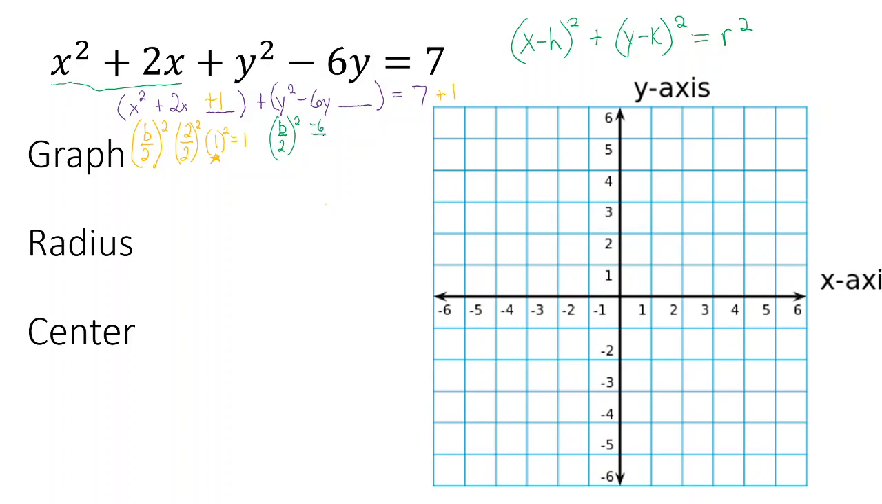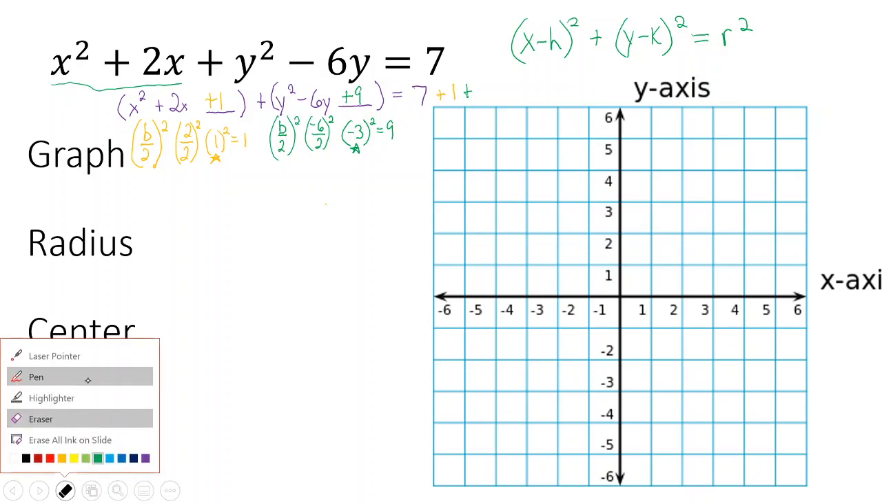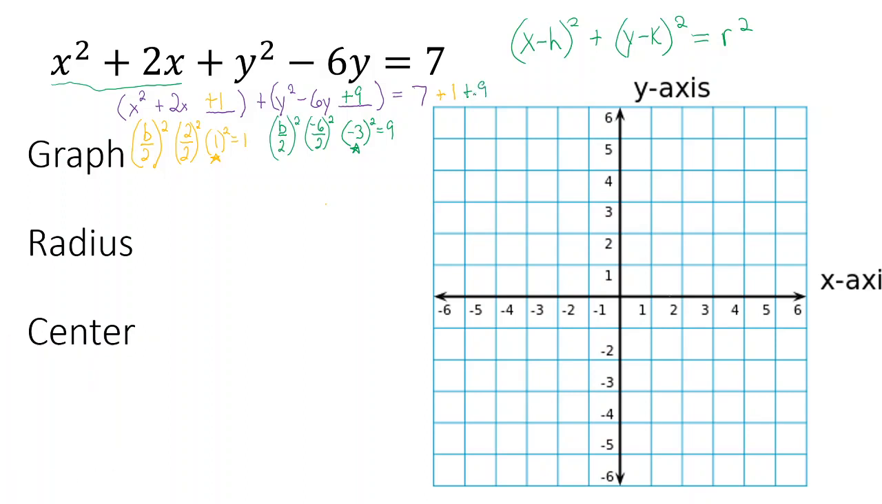b is negative 6. I'm going to divide that by 2 and square it. Negative 6 divided by 2 is negative 3. I always love these when they're odd numbers. I'm going to star it, and then I'm going to square it to get 9. And if I add 9 in there, I have to add 9 to the other side also. That's going to get me a lot closer to what I'm looking for.